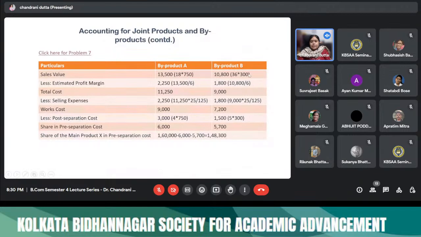So sales value is given. Okay, so 18 into 750 and 36 into 300, so you get the respective sales value of A and B. So estimated profit margin, 20 by 120, so 1/6. So 13,500 divided by 6, 10,800 by 6, so you're deducting the profit, so you're getting the total cost. Okay, so from total cost now we are deducting the selling expense. So 100 works, 25 selling, so total cost comes to 125. So 25 by 125 of 11,250 is the selling expense for A. 25 by 125 into 9,000 is the selling expense for B.